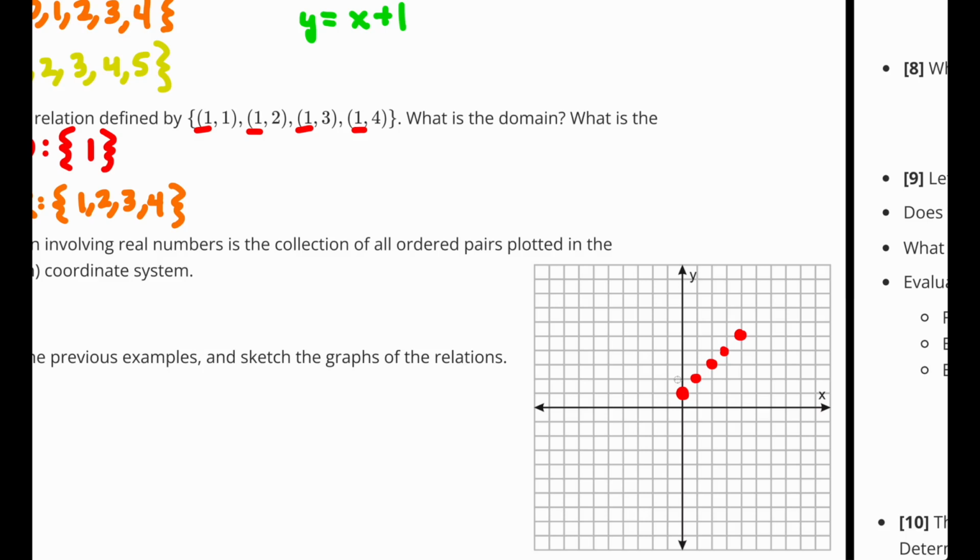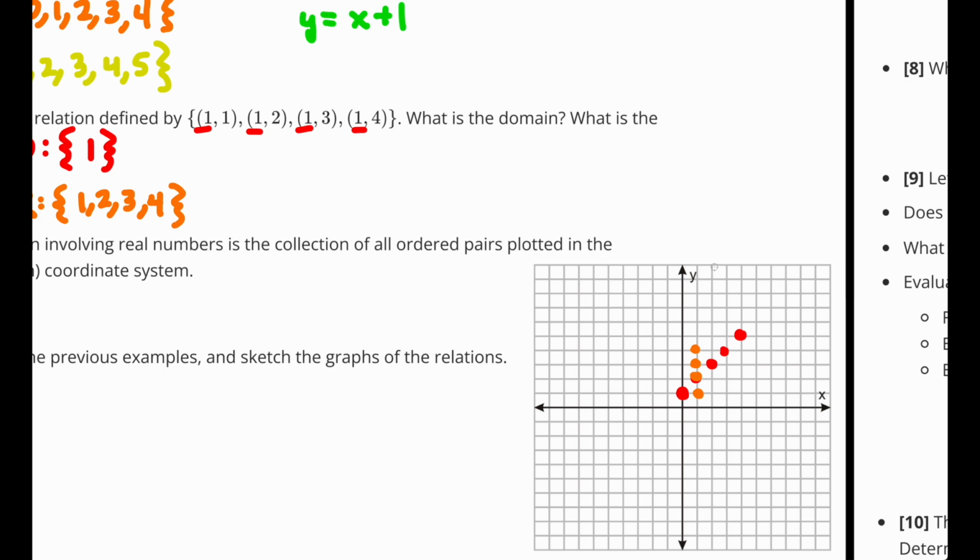You can't really connect the dots on this necessarily, because we don't actually know for sure what's going on in between. We only know what's going on at x equals 0, 1, 2, 3, and 4. We know the y's for that. Now I'm going to do the exact same thing on that second set of data, that second relation, basically the 1, 1, 1, 2, 1, 3, 1, 4 coordinates. So 1, 1 would be right here, 1, 2 would be right here, 1, 3 would be right here, and 1, 4 would be right there.